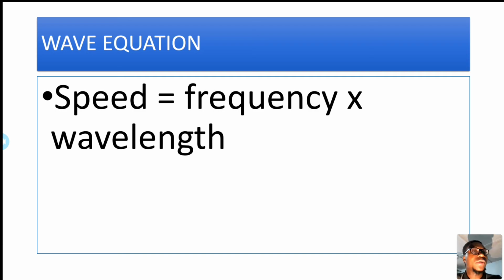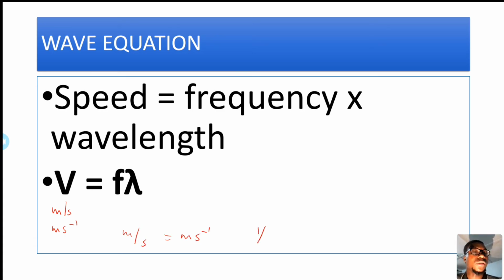We've got the wave equation, and that's the speed of the wave equals frequency times the wavelength. And that's basically what you have here. The speed, that's the symbol v, is measured in meters per second. Or in some cases, you have it written as m s to the power of -1. Indices: when you take this upwards, 1 over x equals x raised to the power of -1. The law of indices is there. So that's just by the way.